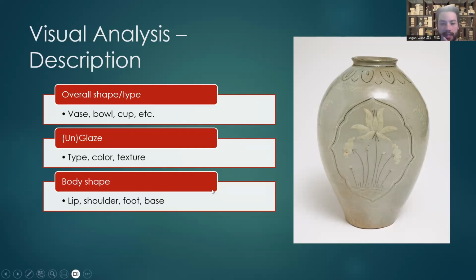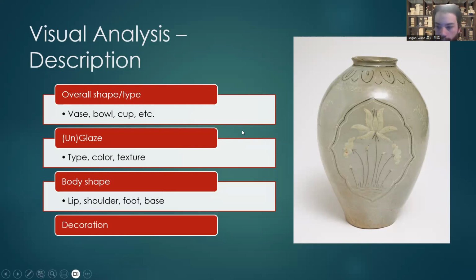And then the foot and the base. The foot refers to this area down at the bottom here. And then the base is what's under it as well. I'll show you in a minute what this looks like when there's an actual footing and a base on a vessel. But for now, just know that that exists.